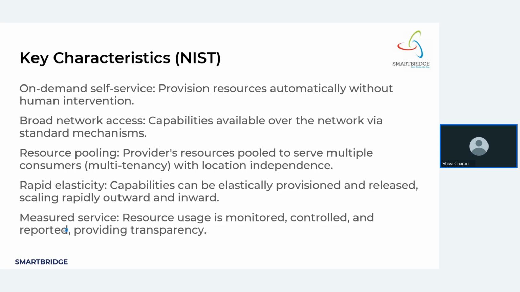What is measured service? Resource usage is monitored, controlled, and reported, providing transparency. Transparency should be one of the main key characteristics, because if you're using a particular cloud service, you need to know how it is working, and if you want to set up a budget, you can control it, and if you want monthly stats, you can get the reports. So those are all measured service. The key characteristics are: on-demand self-service, broad network access, resource pooling, rapid elasticity, and measured service.